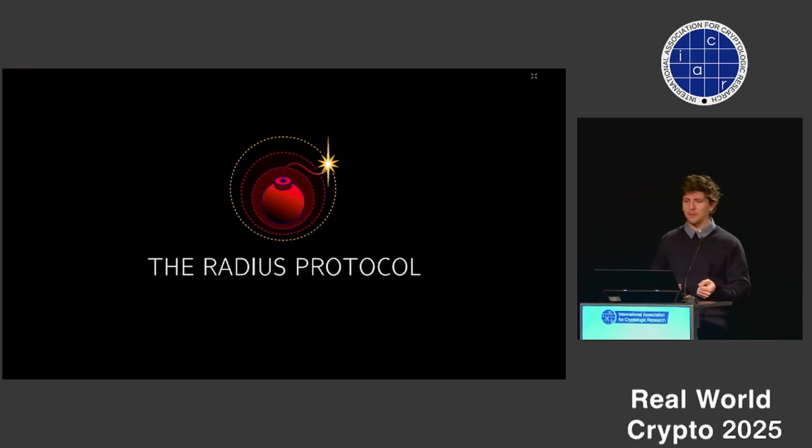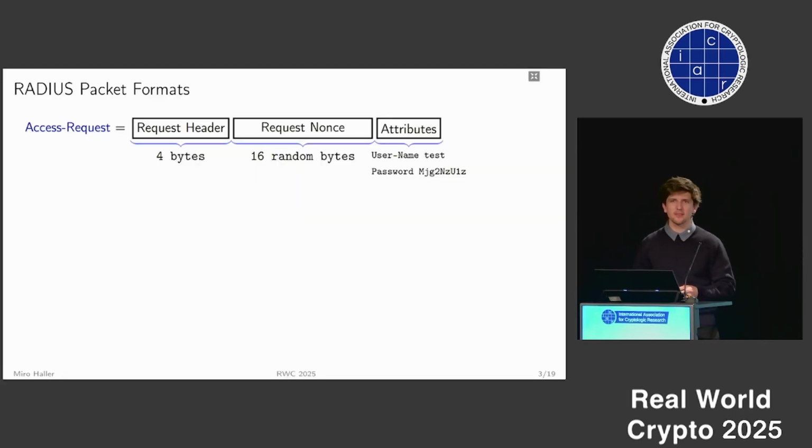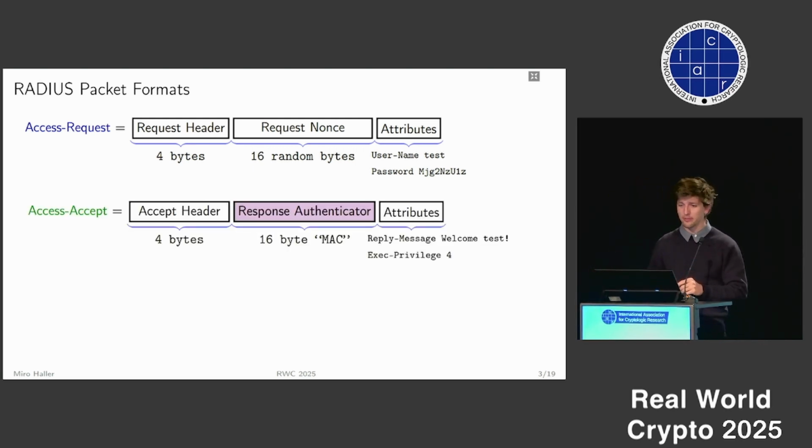So let's start with a few aspects of the Radius protocol that are important for our attack. In Radius, all packets start with a 4-byte header that specifies the packet length and the packet type. The access request then has a 16-byte nonce that ensures the freshness of responses. And finally, it also has attributes, including the username and a scrambled password. This scrambling, by the way, is also extremely sketchy. It uses MD5 as a block cipher with a custom cipher feedback mode. But that's actually not the part that we're breaking.